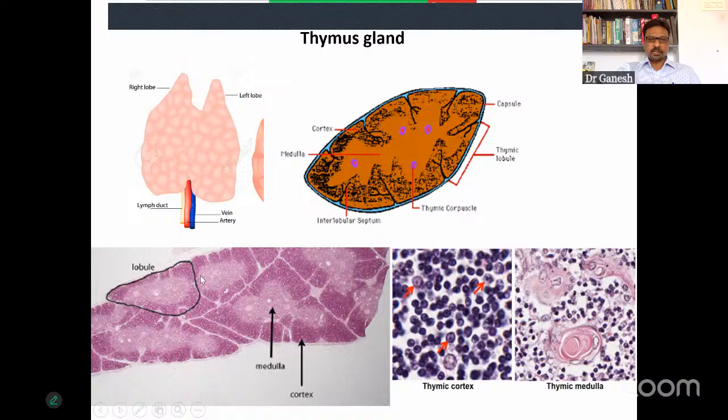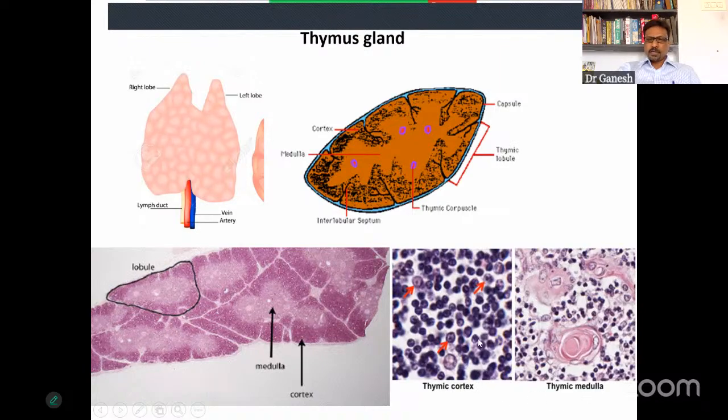And here the histological view of the thymus gland can be seen, and this darkly stained portion is known as the cortex, and the lightly stained portion is called the medulla. And this is the enlarged view, where the thymus cortex is known to contain mostly the immature T cells, whereas the medulla portion mainly contains the mature T cells.